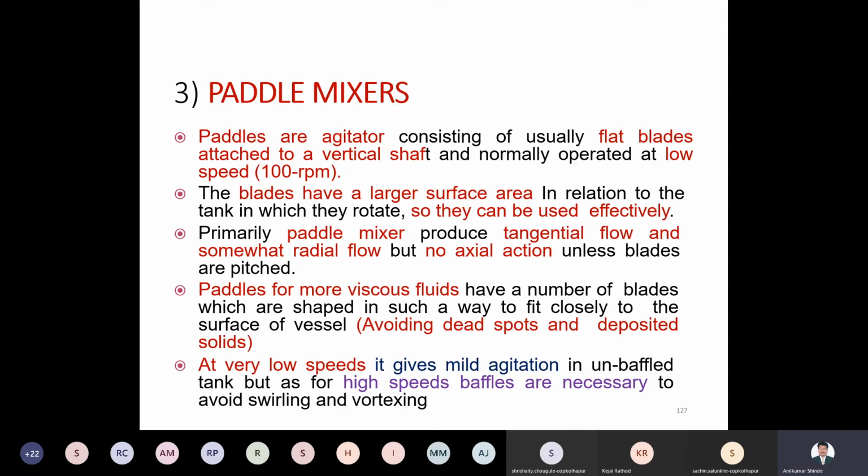With the rotation, the blades create the force, and with that effective mixing is possible, because the blade should have the highest surface area. With a large surface area, the flow pattern will be appropriate and mixing is possible. So primarily it is a parallel mixer which produces tangential flow, somewhat radial flow, and no axial flow is possible. For this paddle, we have seen the figure in the last slide.